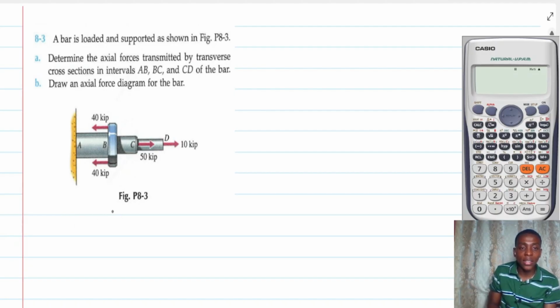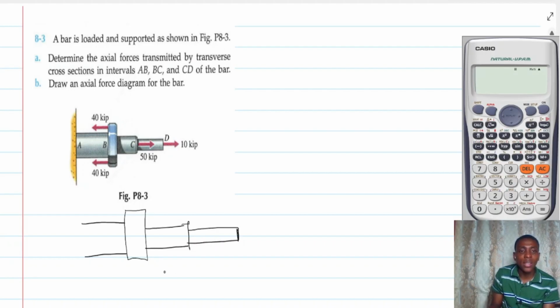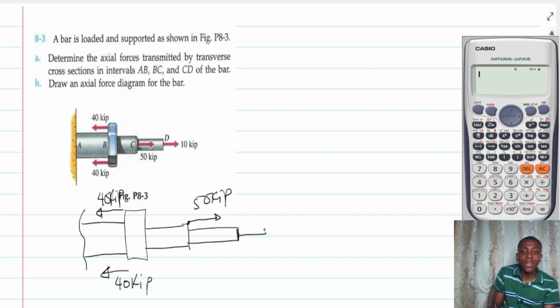So basically, I have something like this over here. So this is the wall. There is a force of 40 kip in this direction, and then there is a force of 40 kip again. Now I have a force at this point, no, it's actually here, 50 kip. And then finally I have 10 kip. So these are the forces acting on the member.